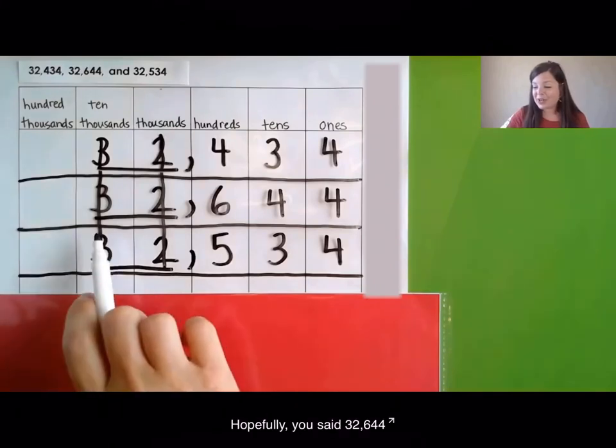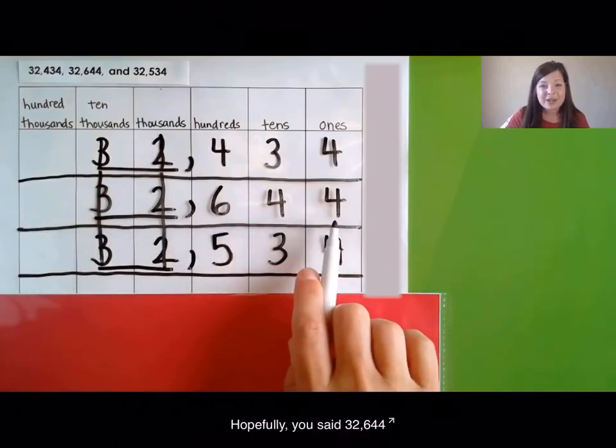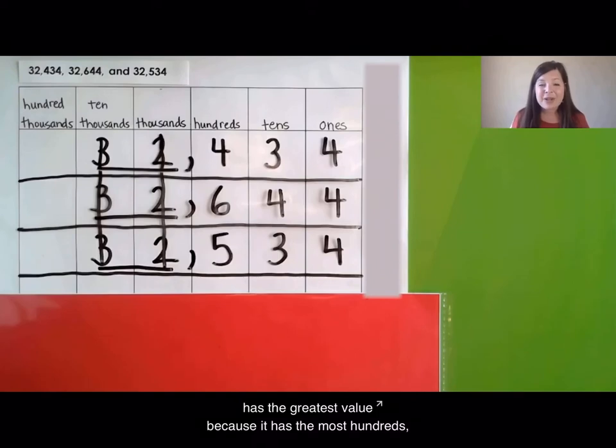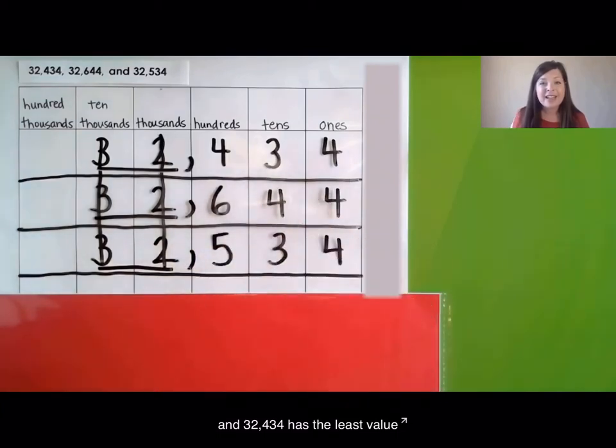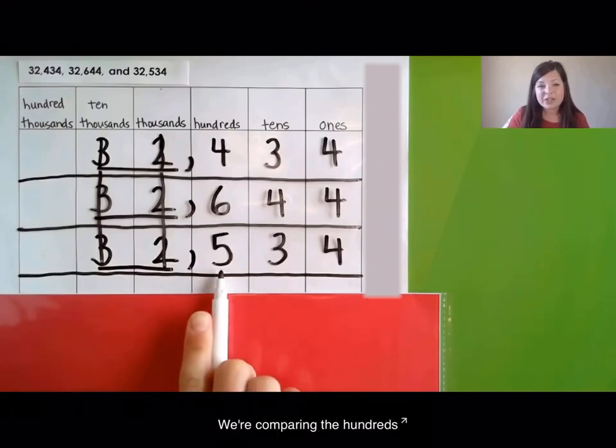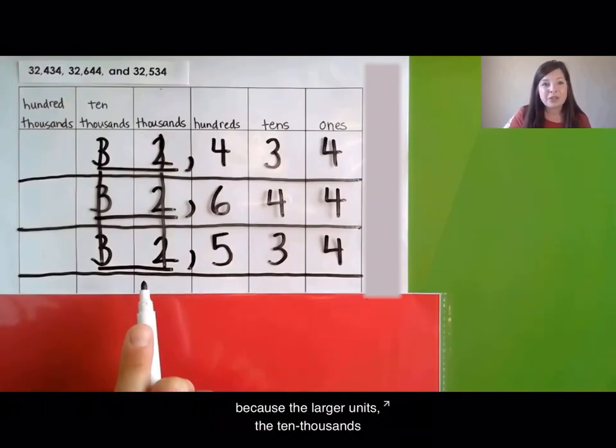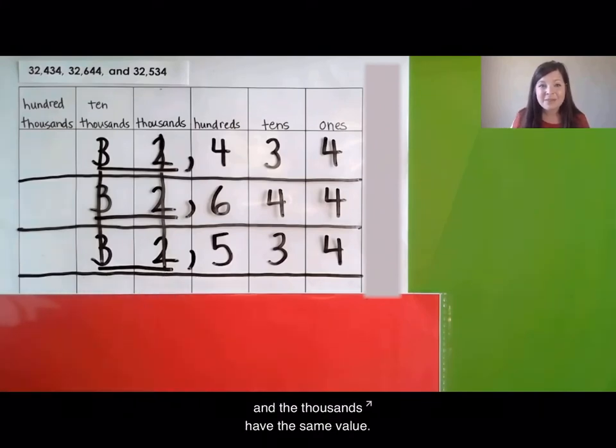Hopefully you said 32,644 has the greatest value because it has the most hundreds, and 32,434 has the least value because it has the least number of hundreds. We're comparing the hundreds because the larger units, the 10,000s and the thousands, have the same value.